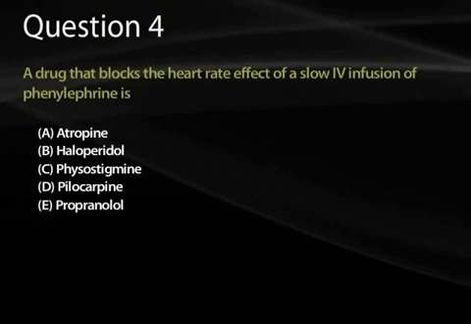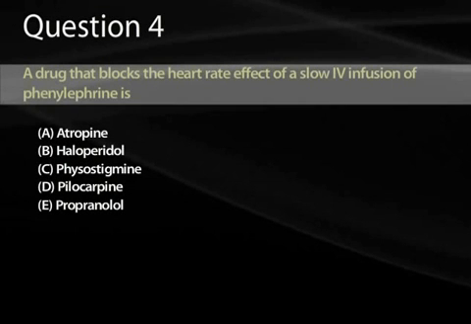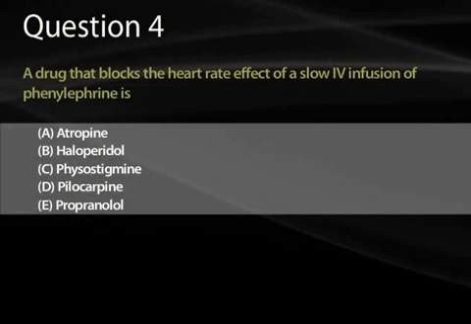Question number 4. A drug that blocks the heart rate effect of a slow IV infusion of phenylephrine is A. Atropine, B. haloperidol, C. physostigmine, D. pilocarpine, E. propranolol.